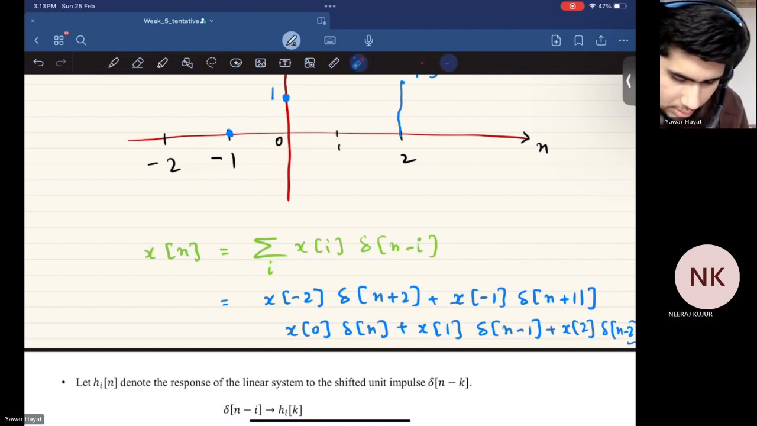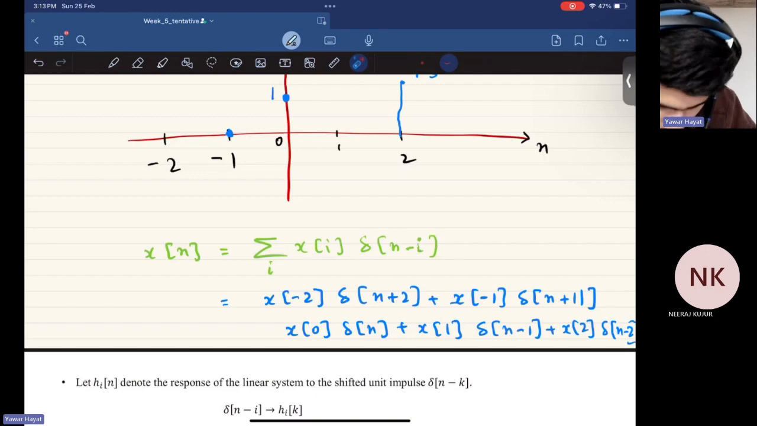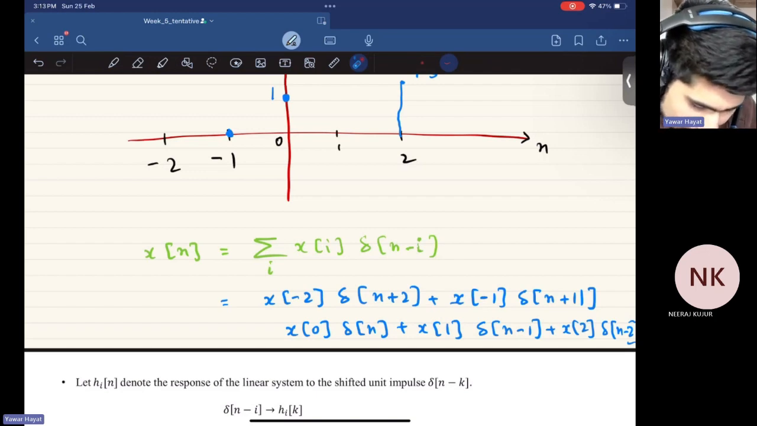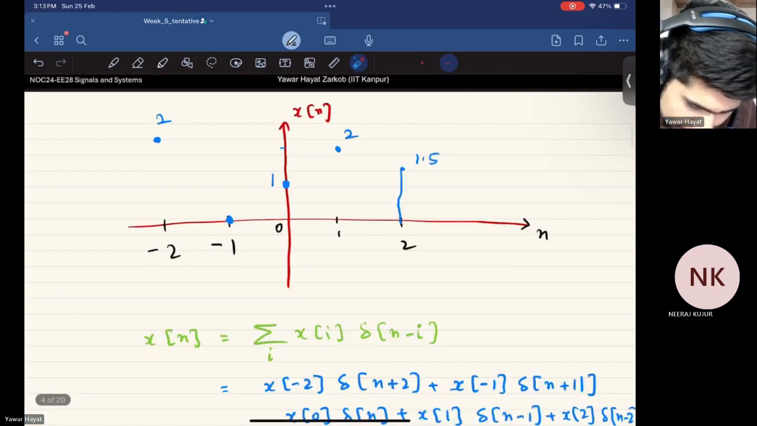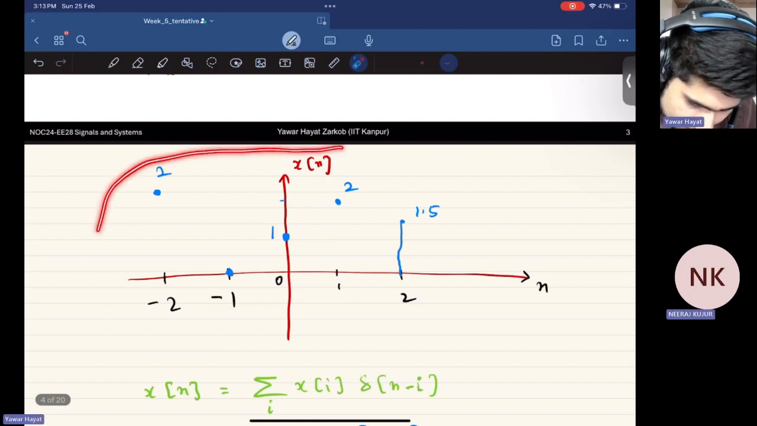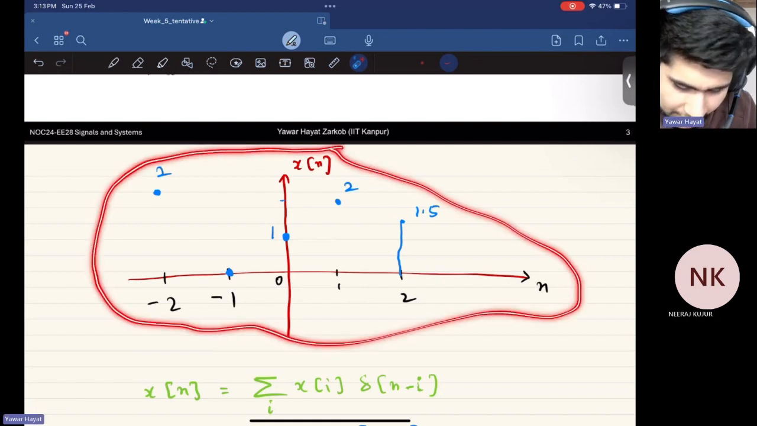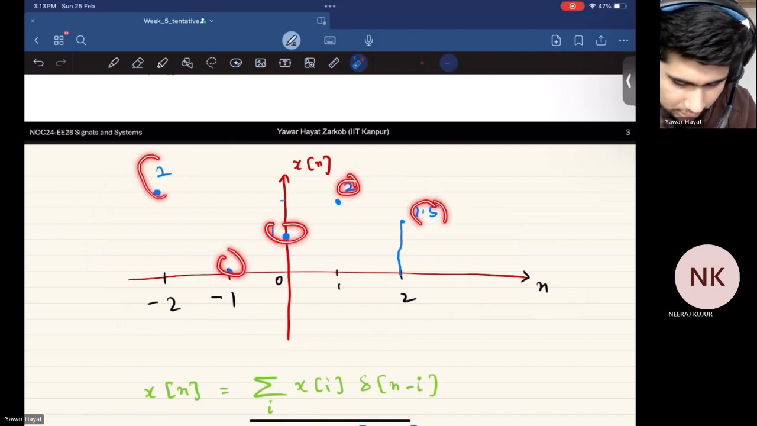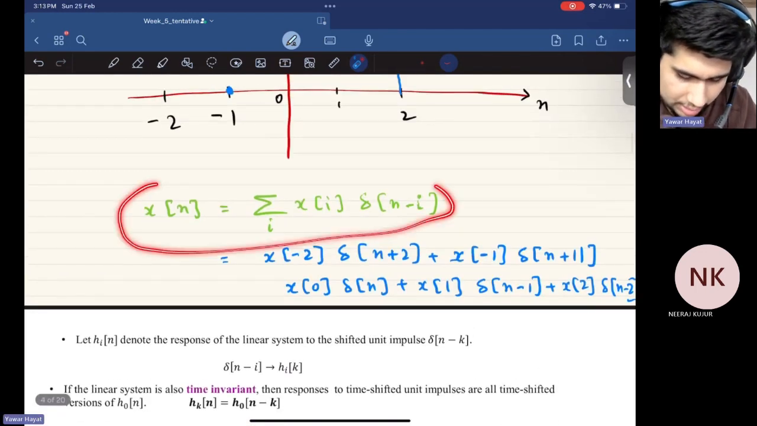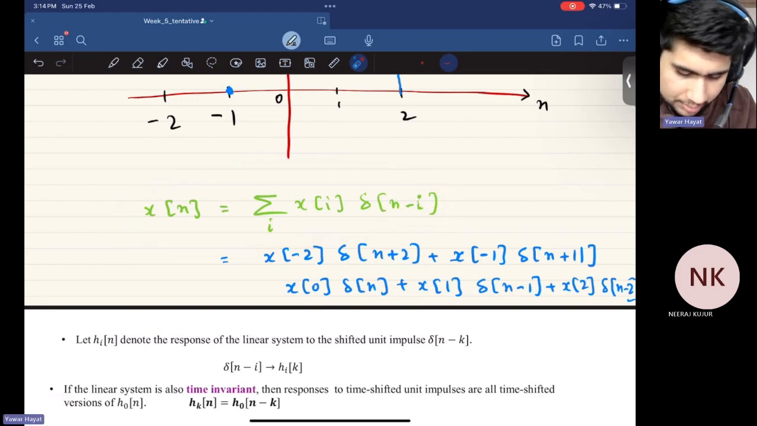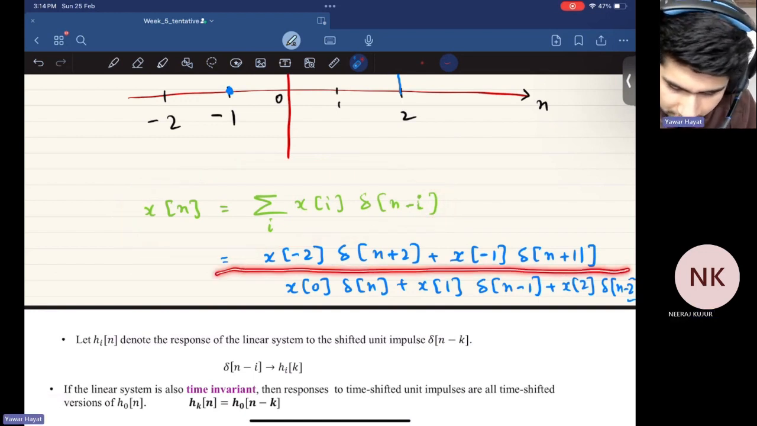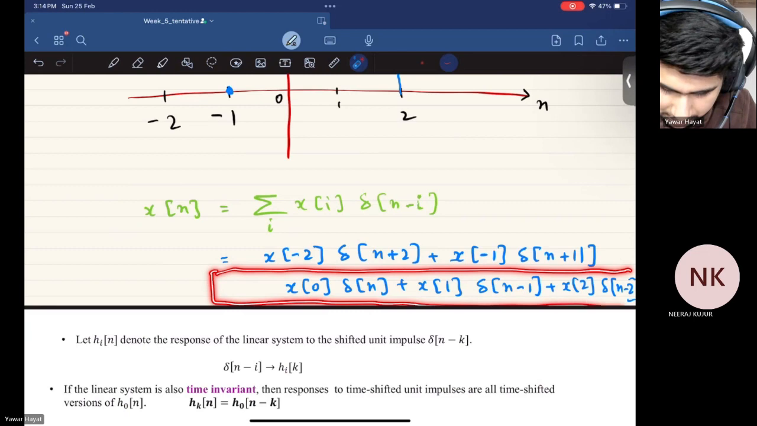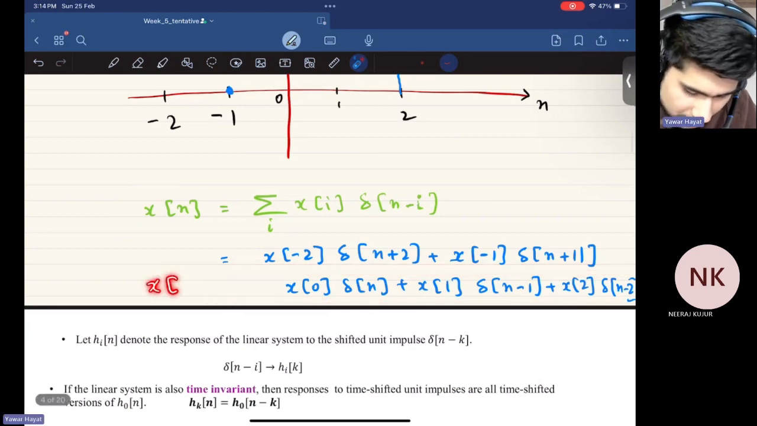Now let's see. I'll do one thing. This was how my x of n was defined, right? So I use these values in this equation, and now I'm asking you to plot this. My claim is that this would be x of n.